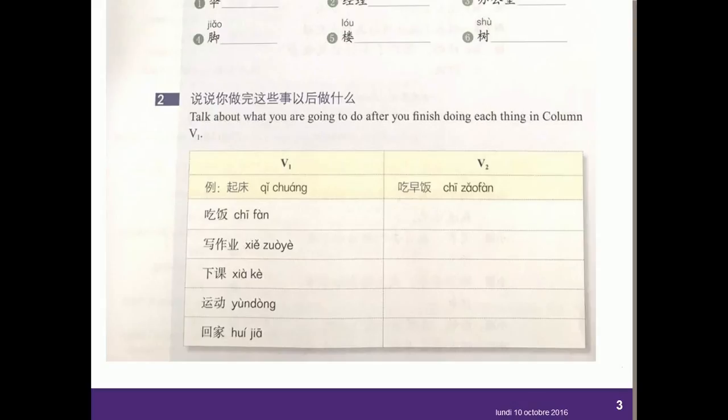起床吃早饭. So you can say, 我起床后吃早饭, or 我起完床吃早饭. So in column 1, it gives 5个 different activities. So you can make up the second verb, activity 2, to finish the sentence. I can give my example, and you can do your own after I give my example. I will pause after each sentence. Okay, 第一个, 吃饭.